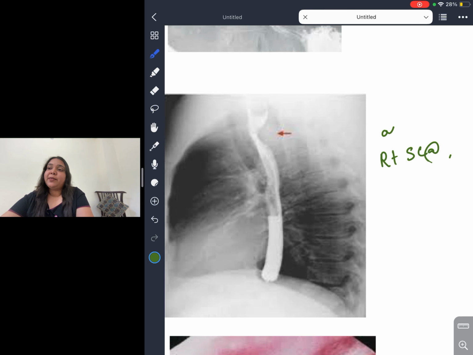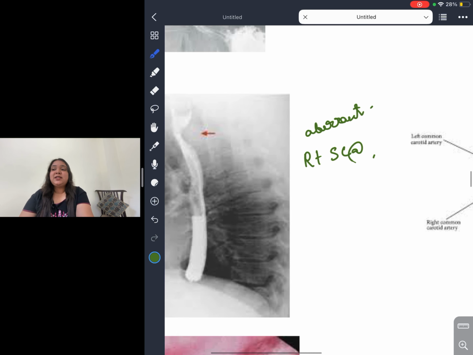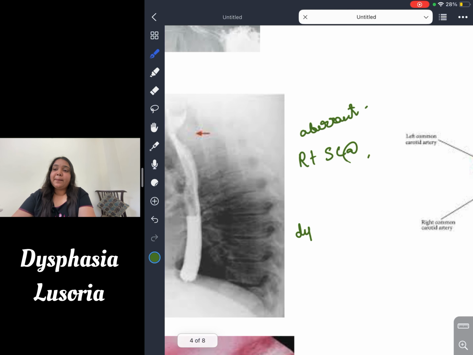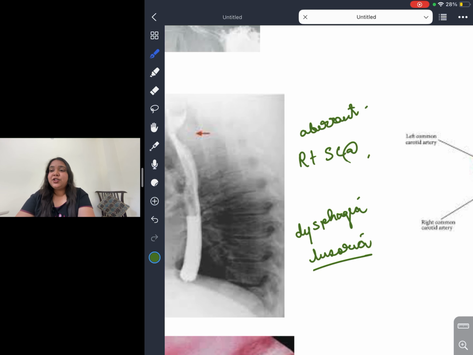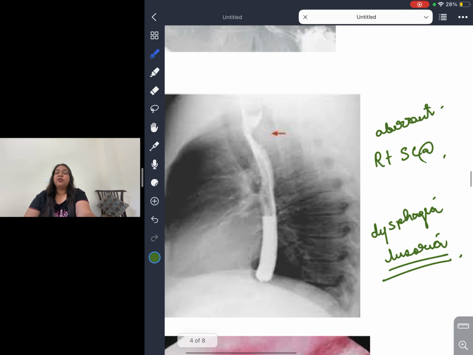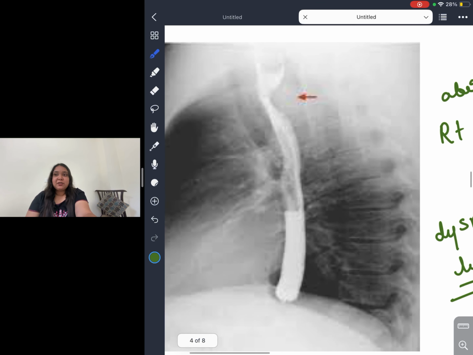This bend is due to your right subclavian artery. You can see your aberrant right subclavian artery compressing your esophagus. Now this is a condition of dysphagia lusoria. In this condition, there is compression of the esophagus by your right subclavian artery causing dysphagia. So this was an image of your dysphagia lusoria.